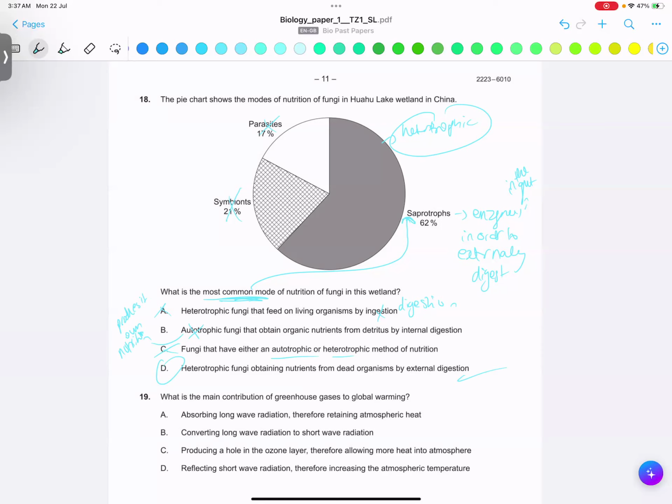What is the main contribution of greenhouse gases to global warming? We have greenhouse gases, global warming, and the keyword is main. Absorbing long wave radiation, therefore retaining atmospheric heat: that is true. Converting long wave radiation to short wave radiation: that's not the role of greenhouse gases, no. Producing a hole in the ozone layer, therefore allowing more heat in the atmosphere: no. Reflecting short wave radiation, therefore increasing the atmospheric temperature: no. Our answer is A for 19.